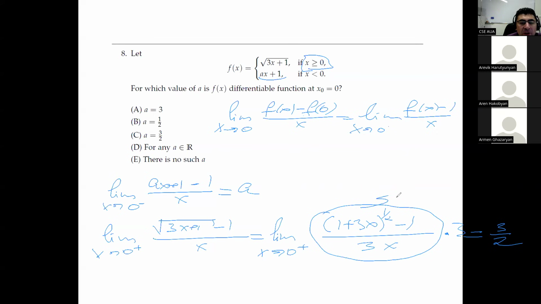If we do not remember the useful limit, what can we do? L'Hôpital. Or in this case, maybe just multiply and divide by the conjugate of the numerator. Or another approach: if we do not remember useful limits, we can just open the last page of this test and find useful limits. So a equals 3/2. For which a is the function differentiable? 3/2.